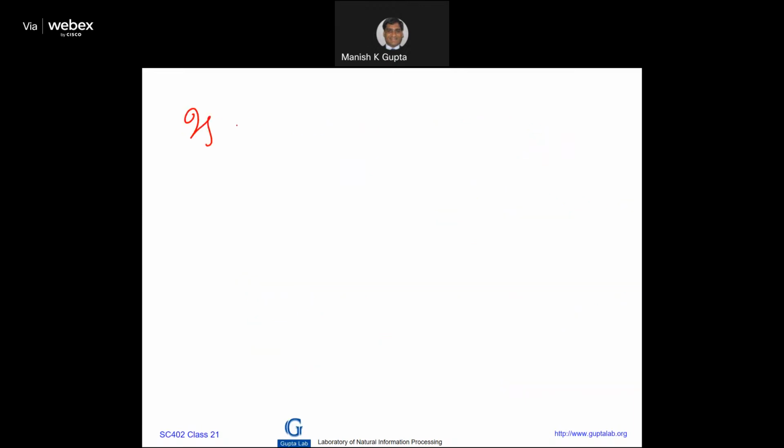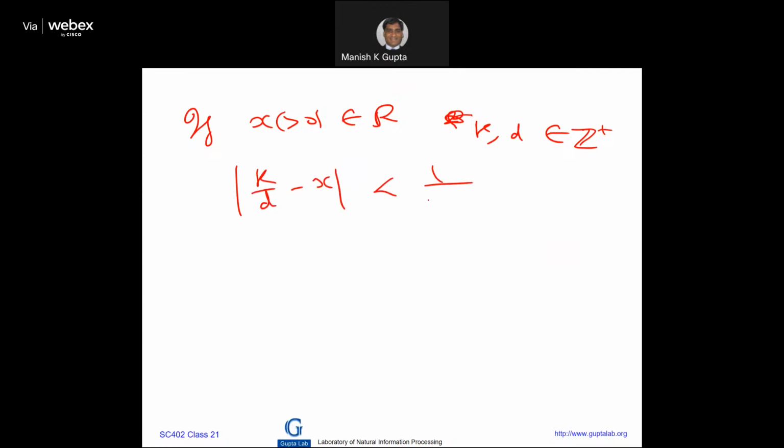The result says that if X is a positive real number and K and D are positive integers, with the mod of K by D minus X less than 1 over 2D squared, then K by D arises from the continued fraction expression of X. Okay.